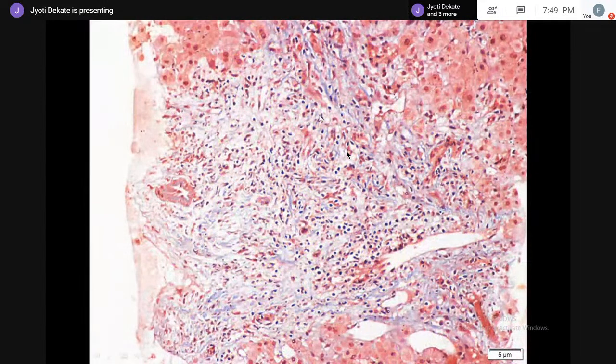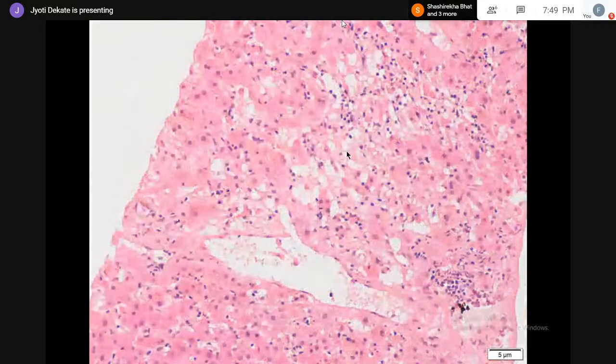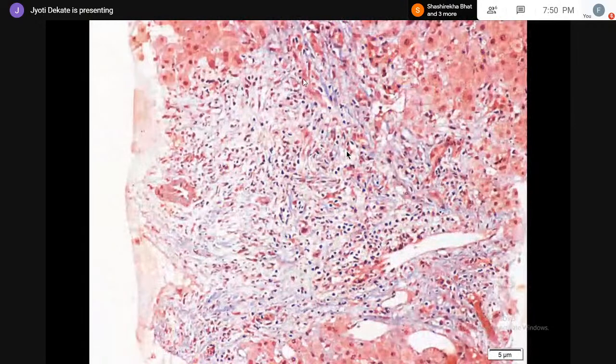Same thing being highlighted on the Masson trichrome stain. We have the hepatic artery branch, the bile duct here has gone, completely vanished, and we have some evidence of bile ductular proliferation at the interface. And also in this portal area, we can see some evidence of portal venulitis.